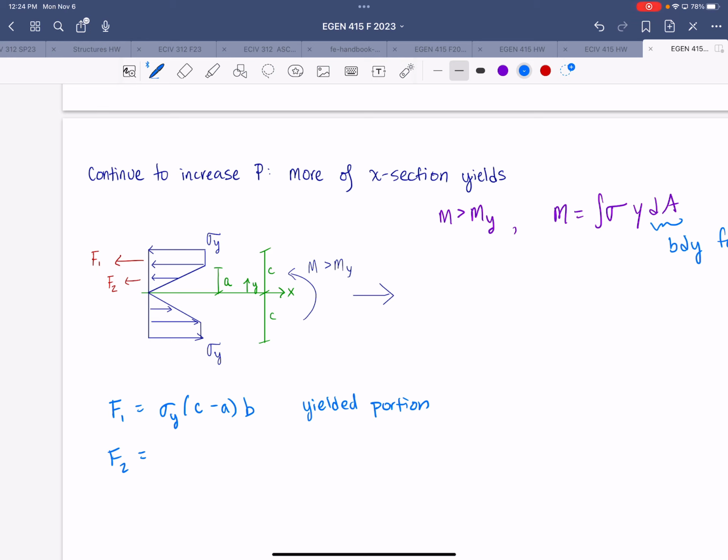Similarly, for the not yielded portion, we have just a triangle, so that's 1/2 times sigma y times A times B. And that's for variable distance y between 0 and A.